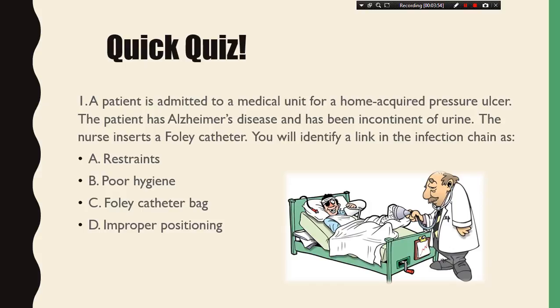A patient is admitted to a medical unit for a home-acquired pressure ulcer. The patient has Alzheimer's disease and has been incontinent of urine. The nurse inserts a Foley catheter. Identify a link in the infection chain. So the correct response is C, catheter bag. The catheter is a portal of entry in the infection chain.